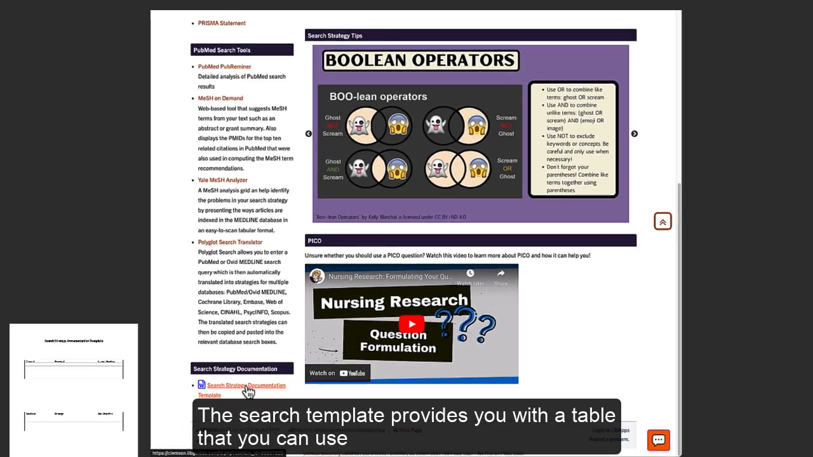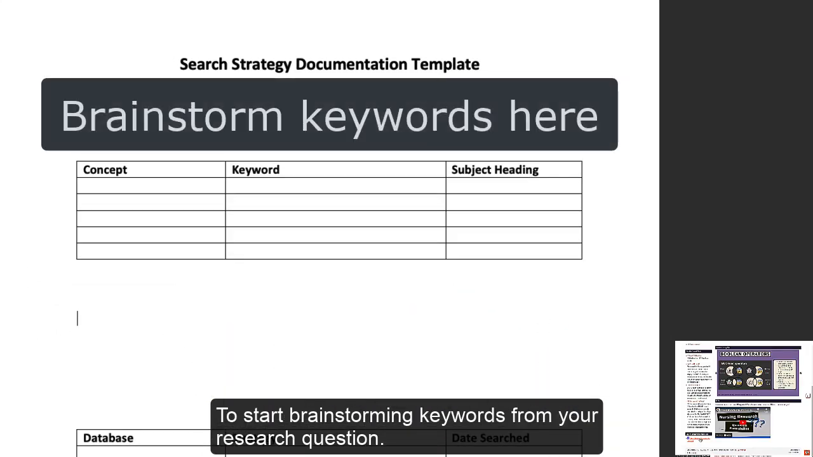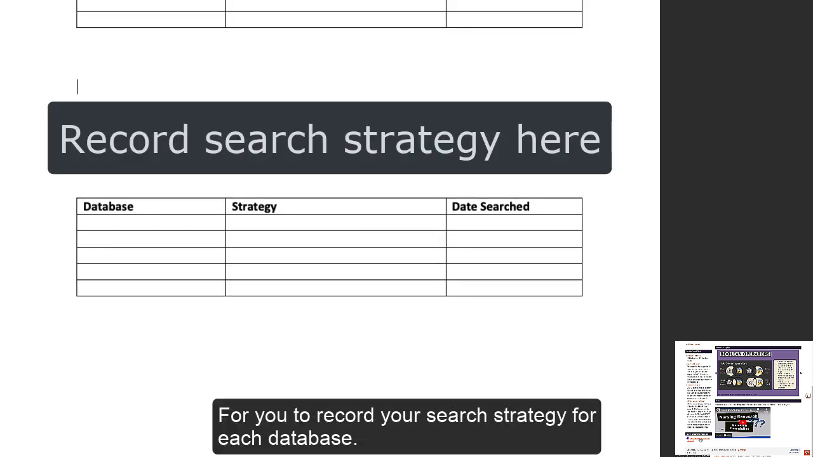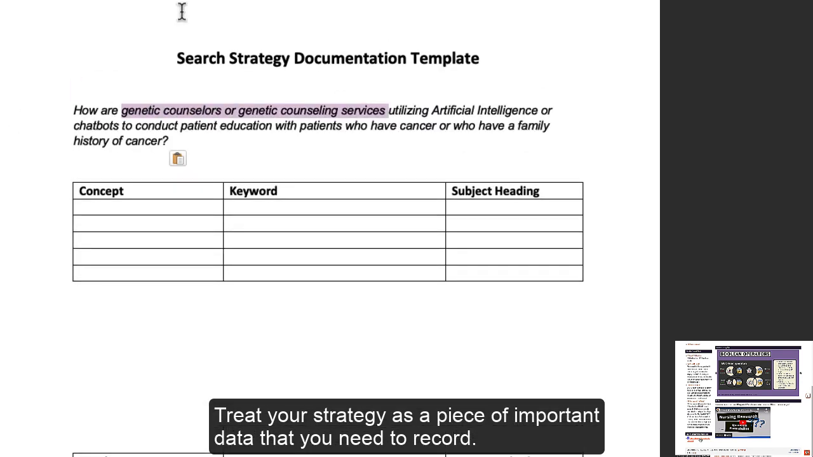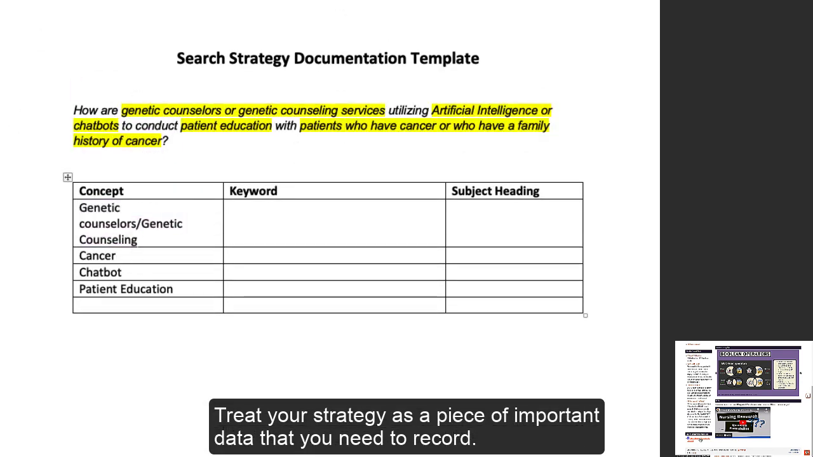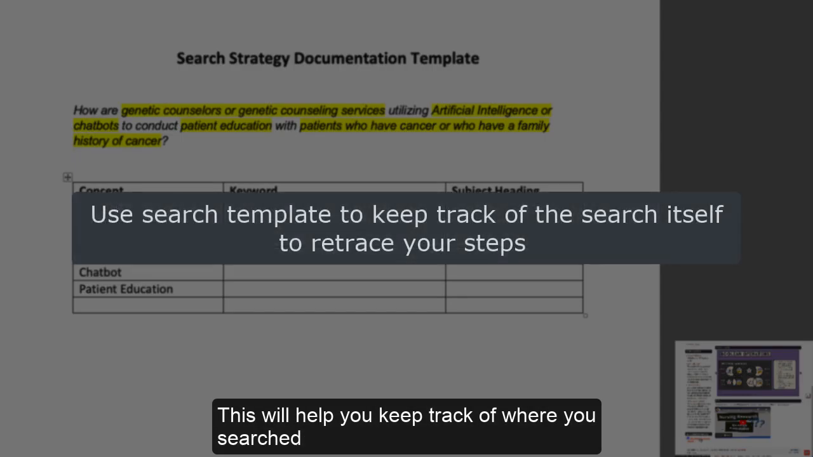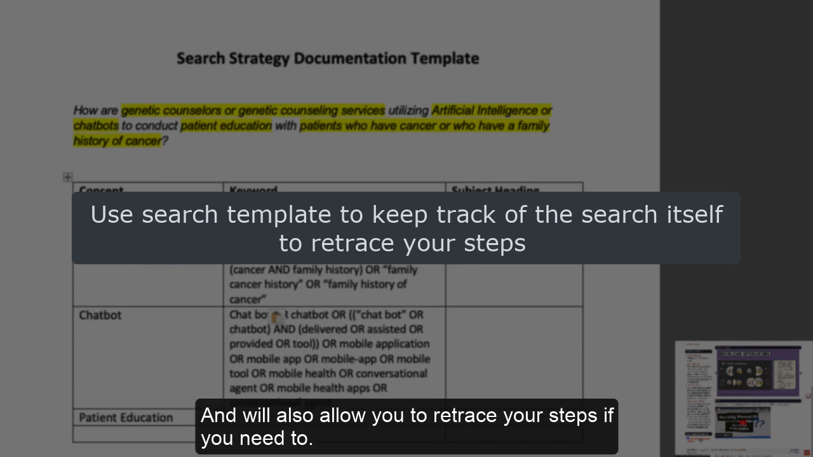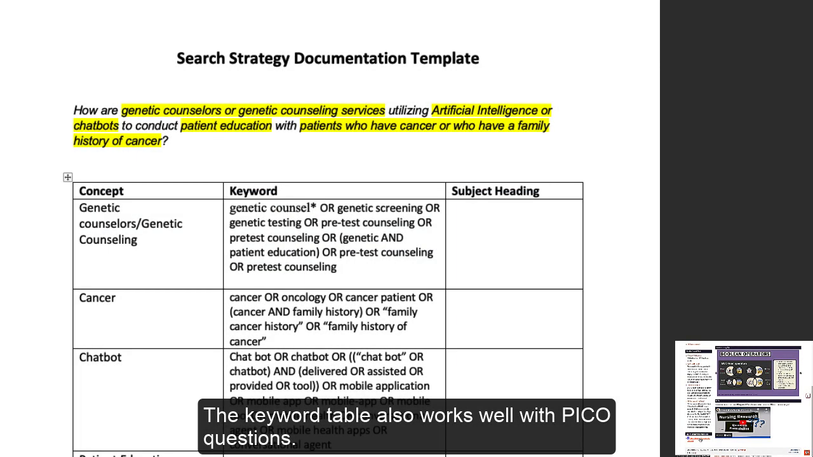The search template provides you with a table that you can use to start brainstorming keywords from your research question. It also includes a table for you to record your search strategy for each database. Treat your strategy as a piece of important data that you need to record. This will help you keep track of where you searched and will also allow you to retrace your steps if you need to. The keyword table also works well with PICO questions.